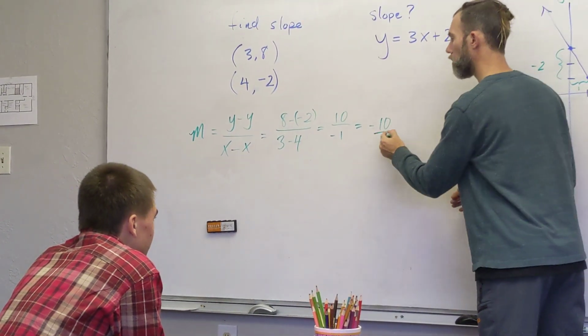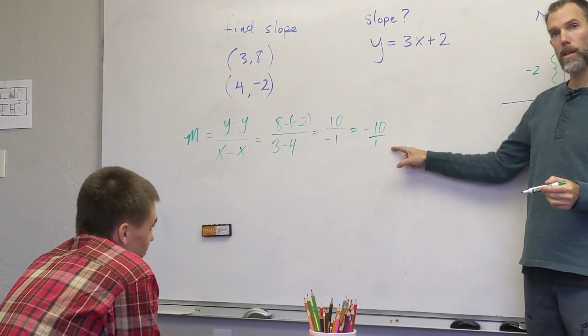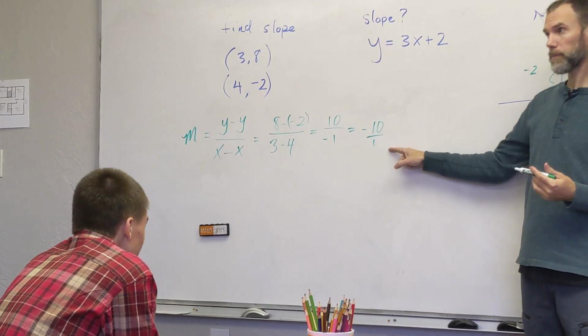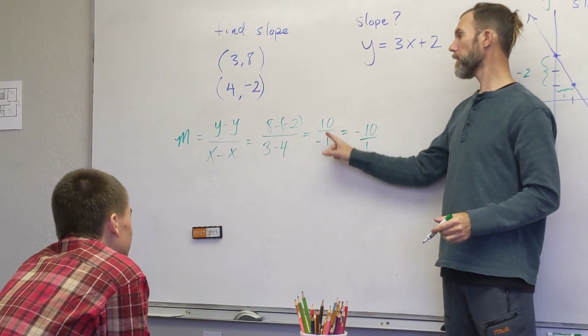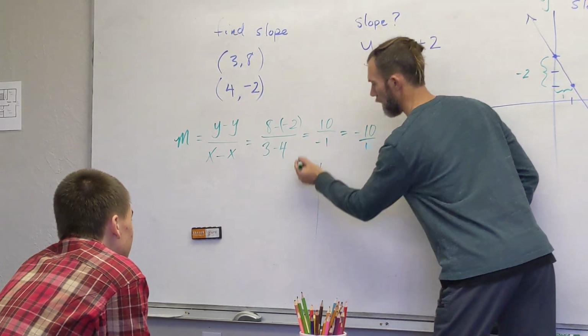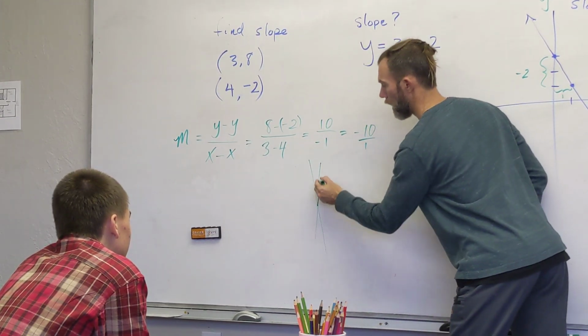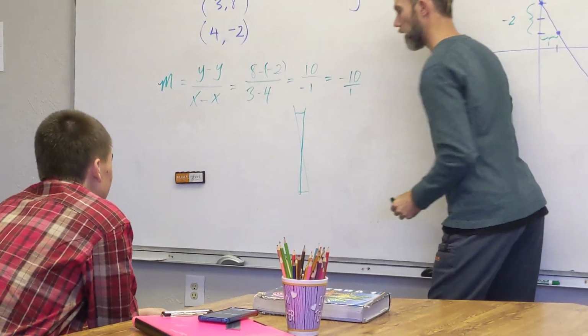So you could write it as this. That's down 10 to the right 1. Wait, why is the top negative? Yeah, so if you go up 10, left 1, you get the same thing. Okay? So think about it this way. If I have a line like this, if I were to go up 10 and left 1, it's the same as going down 10 and right 1.